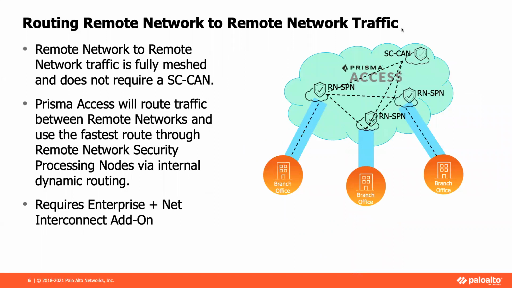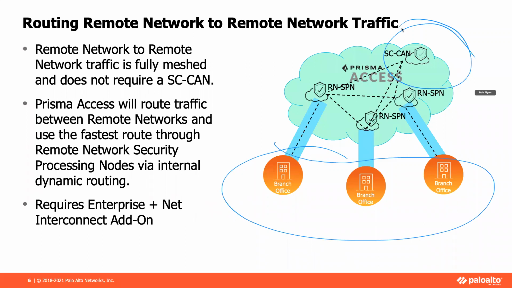We do mesh together all of the remote network SPNs and the service center corporate access nodes, the SCCANs, the RNSPNs. And any remote user in a branch office that needs to get to a corporate access node or get to some service that's there is going to take the fastest route.